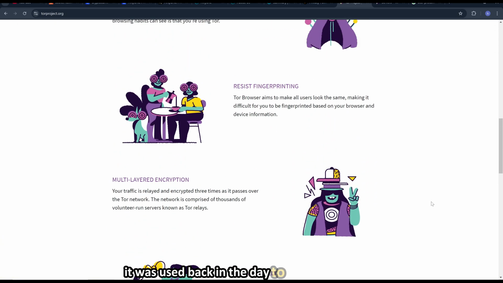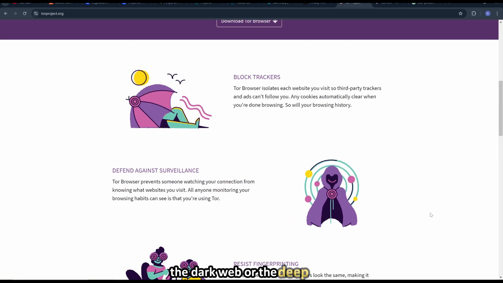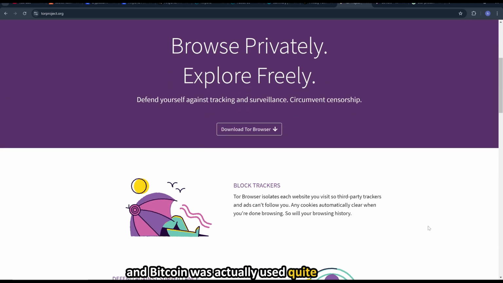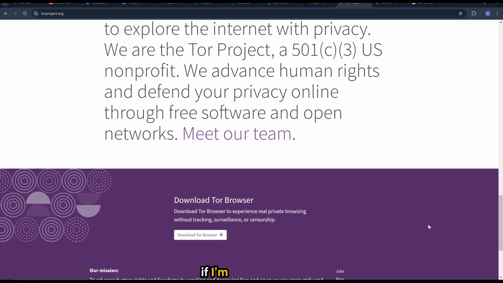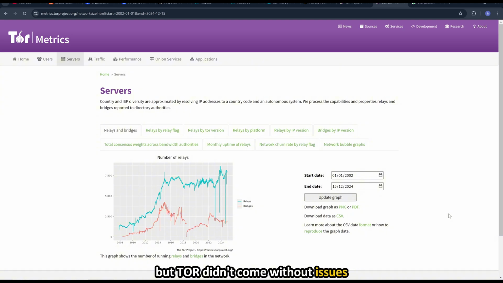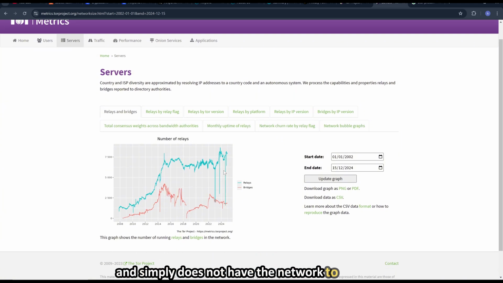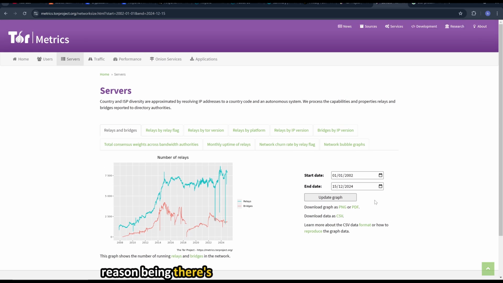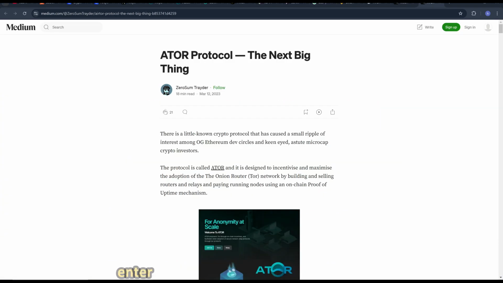It was used back in the day to access things like the dark web or the deep web, and Bitcoin was actually used quite commonly through Tor back then, if I'm not mistaken. But Tor didn't come without issues, and the largest one was scalability. Currently, there are around 7,500 relays propping this network up, and in 22 years, that's really not that many. Tor faces issues of slow speeds and high traffic volumes, and simply does not have the network to navigate these issues. The reason being, there is no incentive to be a node operator. It's all free. You have to be a good Samaritan in a way, and how many of them are there in this world?